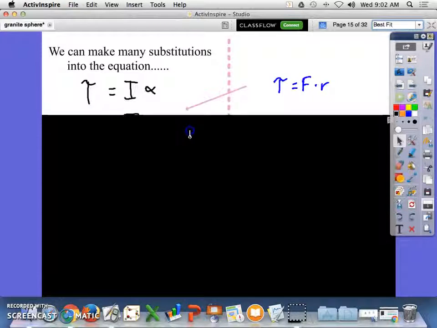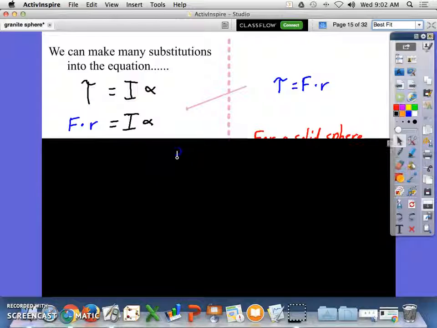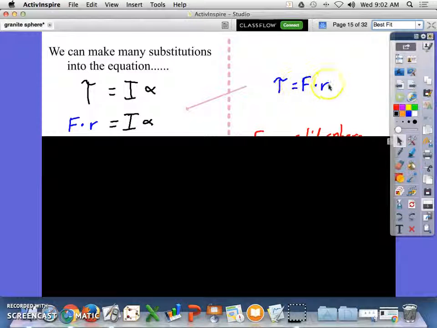Okay, we can make many substitutions into this equation. Torque is equal to moment of inertia times alpha. Well, first of all, torque is force times radius. We don't have a torque wrench to do this lab or a torque meter of any kind, but we do have a spring scale that measures force, and we could come up with radius based on the circumference that we measured with the ribbon. So if I substitute force times radius in, we're starting to get towards some measurable quantities here: force times radius equals I times alpha.